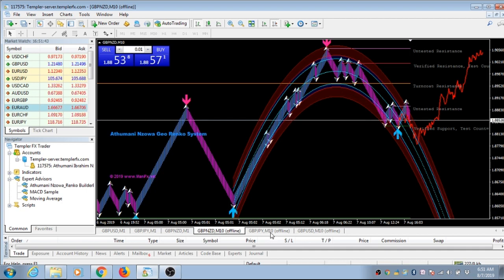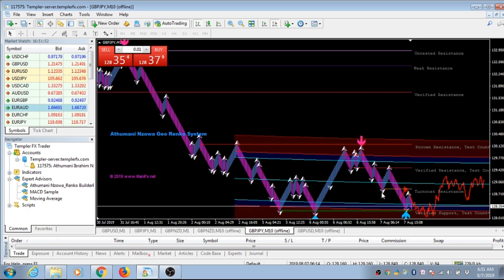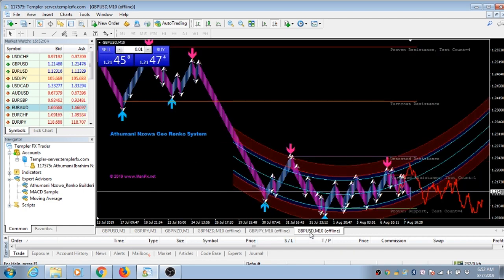But for GBP JPY, in fact, from here, there was a lot of market consolidation around here. So it's a bit slow compared to GBP NZD as well as GBP USD. In fact, it just went up some points here and then it fell down again. But as the curve points out, it means that the market is actually going up.